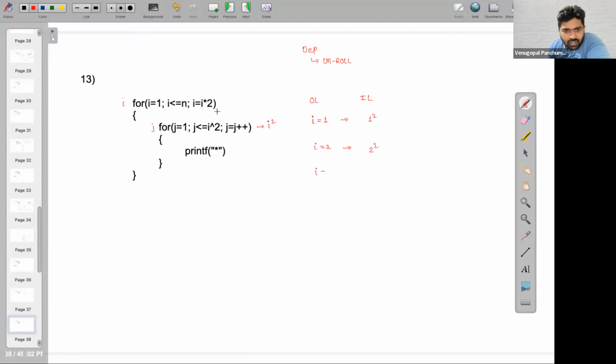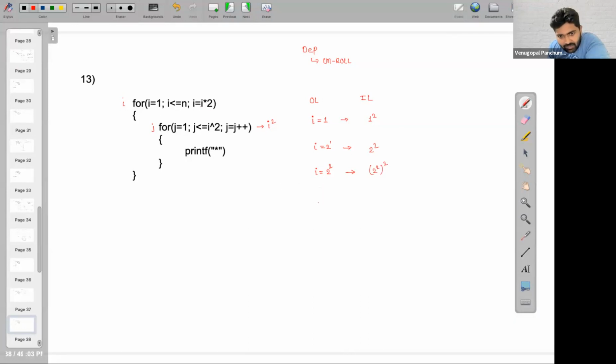Sorry. Here I is equal to I into 2, right? So this is correct, this is 2 power 1. Now here I is equal to 2 square. I think you might be mistaken. Here I is equal to I into 2, which means this is 2 square. If it is 2 square, how many times will this run? This will change. 2 square whole square, right? 2 square whole square. Am I correct?